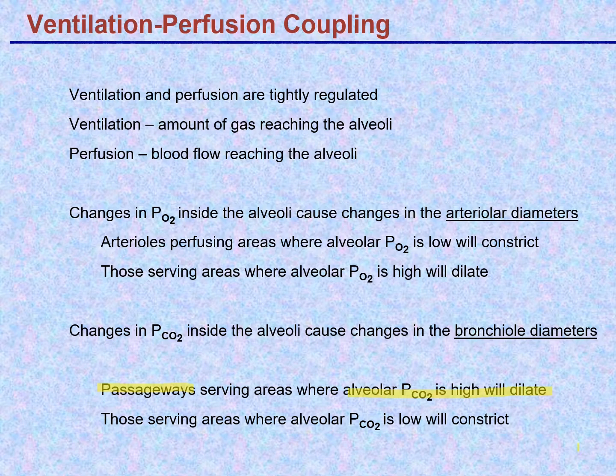Low PO2 will trigger a reduction in perfusion, because it'll trigger a reduction in the diameter of the arteriole. It'll cause vasoconstriction. High PO2 will cause vasodilation, which allows for increased perfusion. And for CO2, high PCO2 levels in the alveolar space will cause bronchioles to dilate so that more ventilation can occur. And a low PCO2 will cause the bronchioles to constrict, reducing the ventilation in that area.